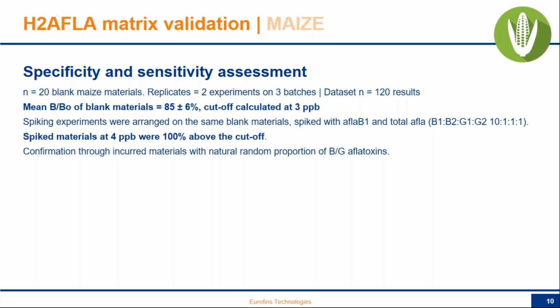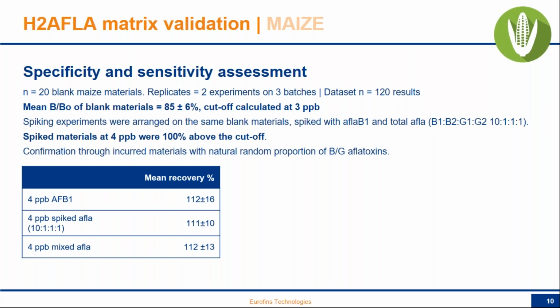We detected that all determinations were above the cutoff when we spiked at 4 ppb. We confirmed then the data by preparing encurred materials at 4 ppb with aflatoxins, this time in natural random proportion. And again, we saw that 100% of determinations were above the cutoff.